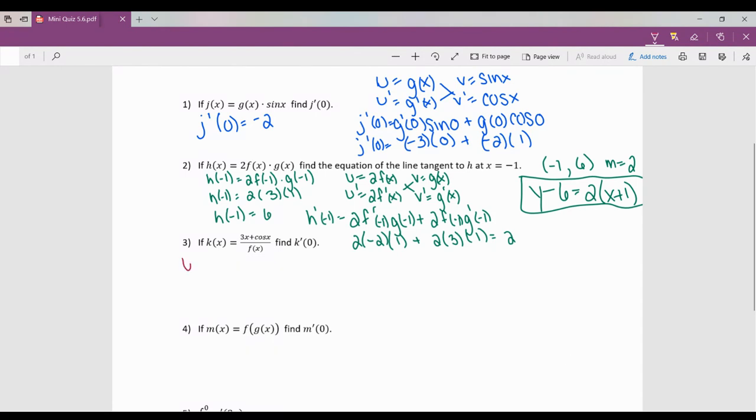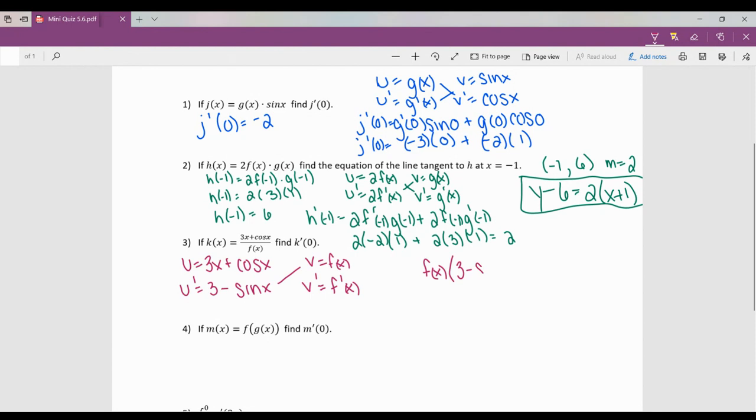So u is the numerator, which is 3x plus cosine x. V is my denominator, which is f of x. So we've got u prime, which is 3 plus the derivative of cosine, which is negative sine, so I'm going to make that minus sine x, and then v prime is going to be the derivative of f of x, which is f prime of x.